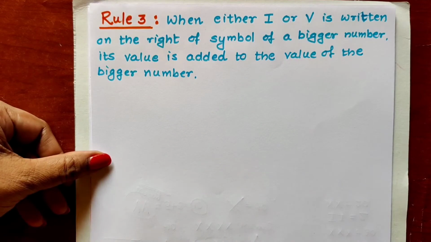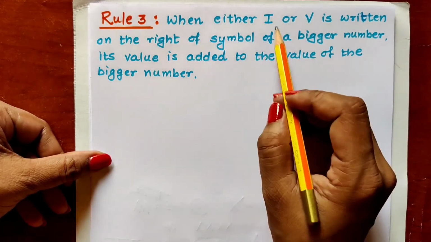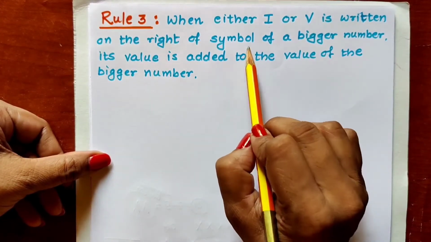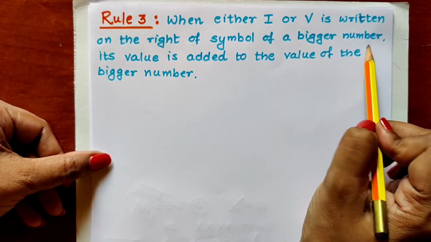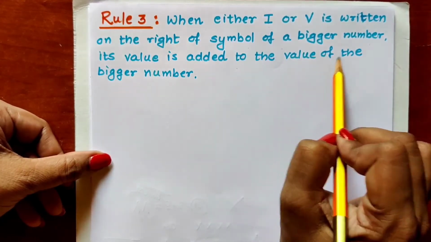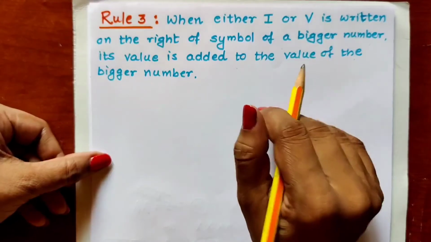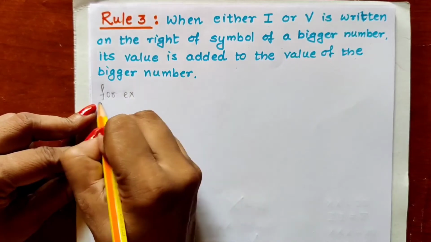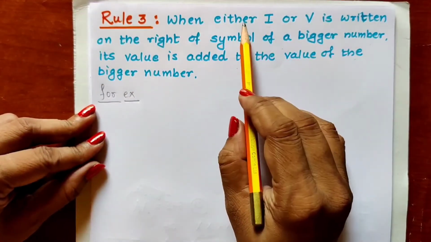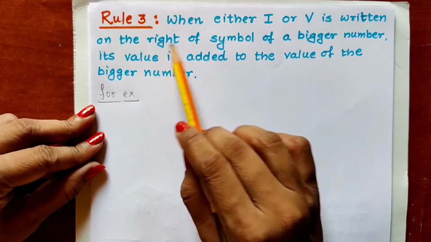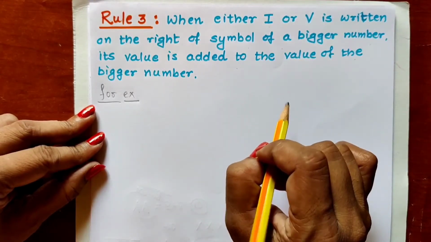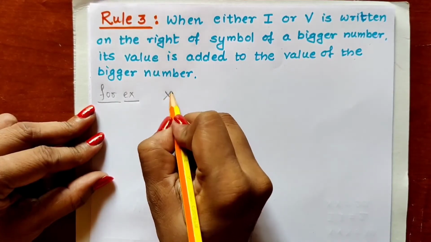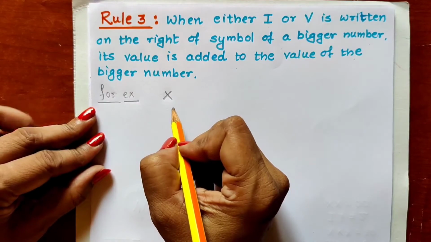So rule number 3. When either I or V is written on the right side of the symbol of a bigger number, its value is added to the value of the bigger number. I will explain it with the help of examples. For example, either I or V is written on the right side of the symbol of a bigger number. Say there is the bigger number X.